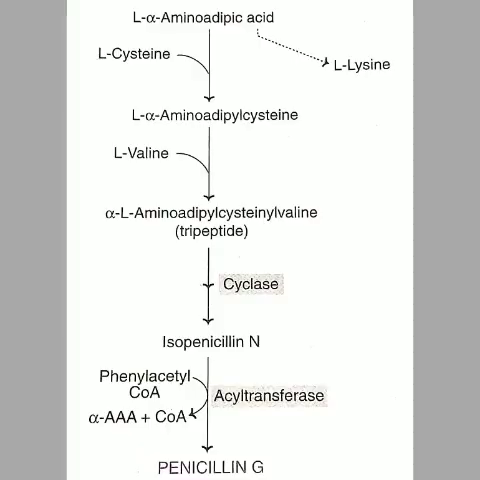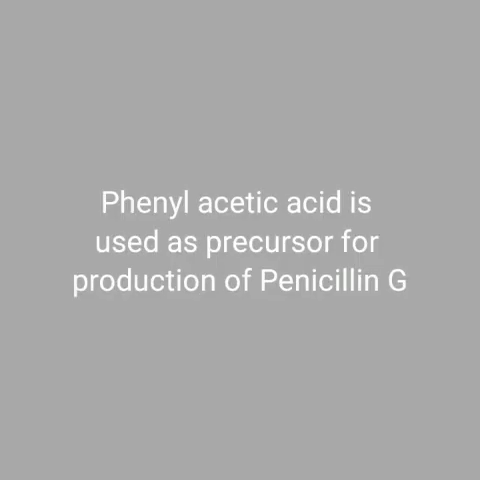Biosynthesis of penicillin. L-alpha aminoadipic acid, L-cysteine and L-valine are condensed together to get a tripeptide, which in turn yields isopenicillin N. Isopenicillin N is converted to penicillin G using phenylacetic acid as a substituting moiety.